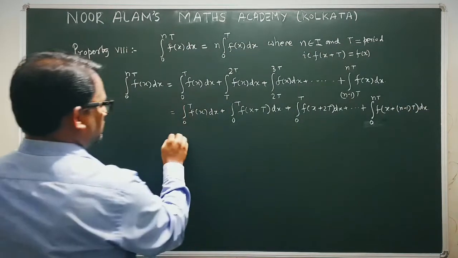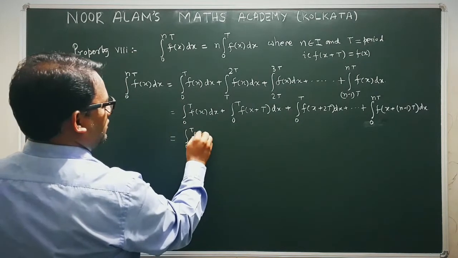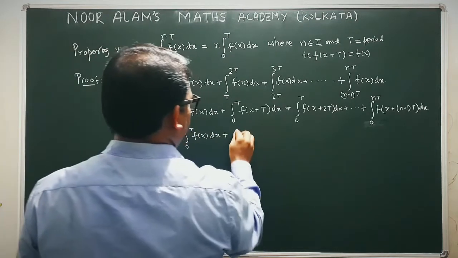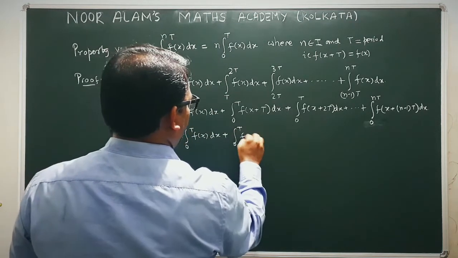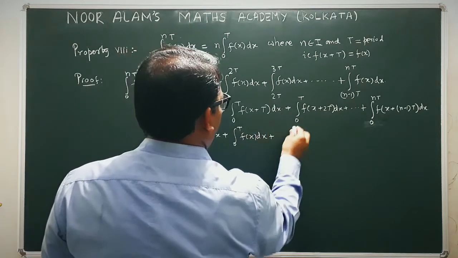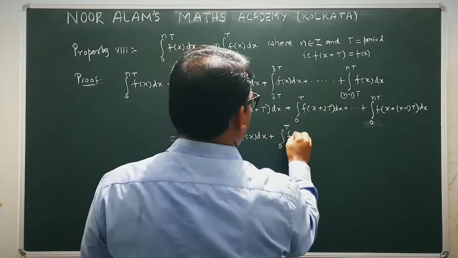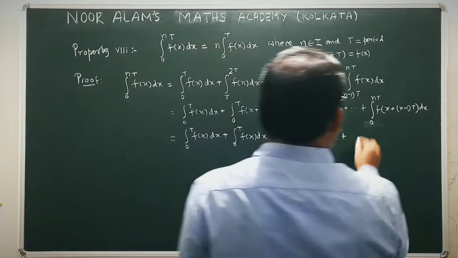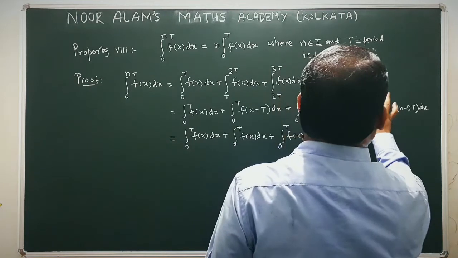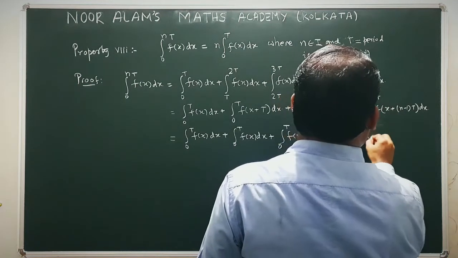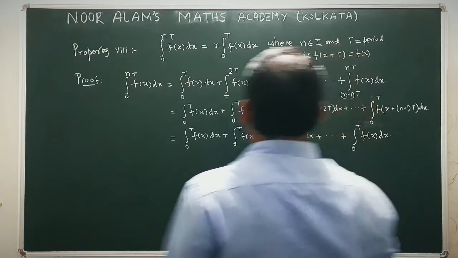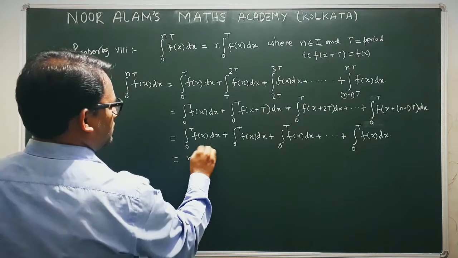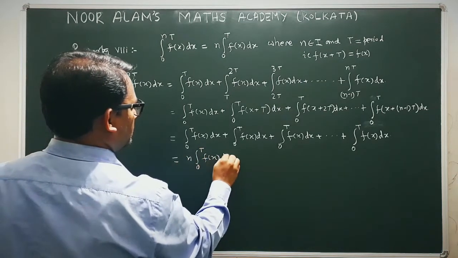Okay, so now since f(x) is a periodic function with period T, this can be written as the integral from 0 to T of f(x) dx, and this can be written as the integral from 0 to T again of f(x) dx, because f(x) is a periodic function. Now the last one we can also write as the integral from 0 to T of f(x) dx. So now here we see how many integrals are present: a total of n times, so we can write n times the integral from 0 to T of f(x) dx.